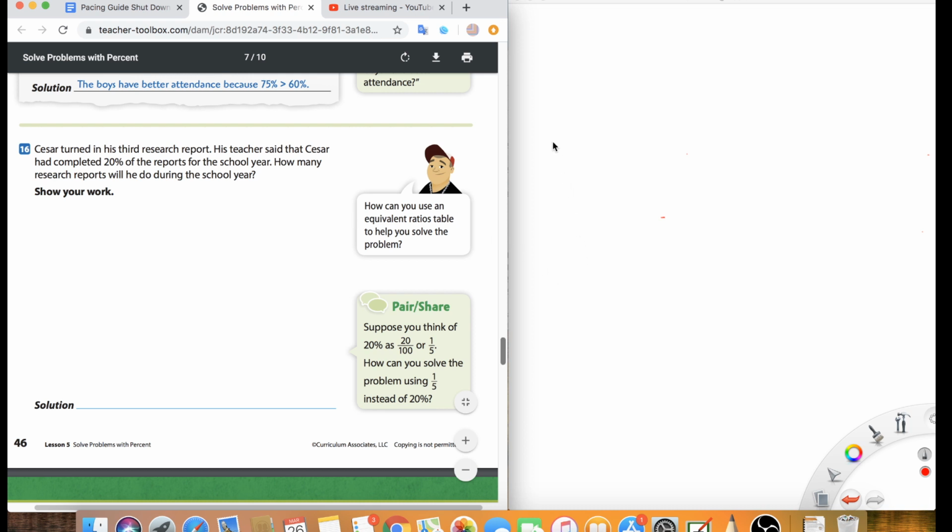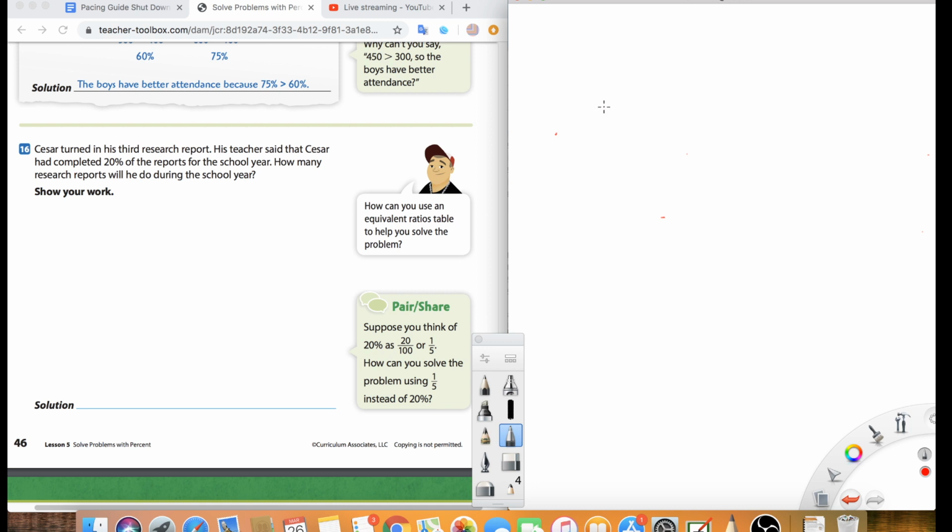Now the book wants you to do a double number line, where you put the percentage on one side of the double number line, and then you put the numerical number on top. For this one, the numerical number is his research reports, and it's just 3. I'll give you an example with a different number, so you can see what it means.